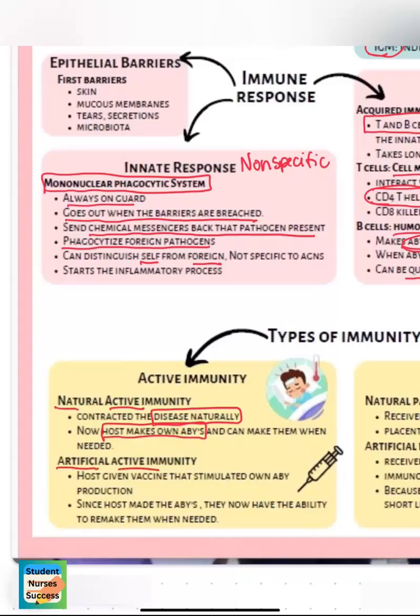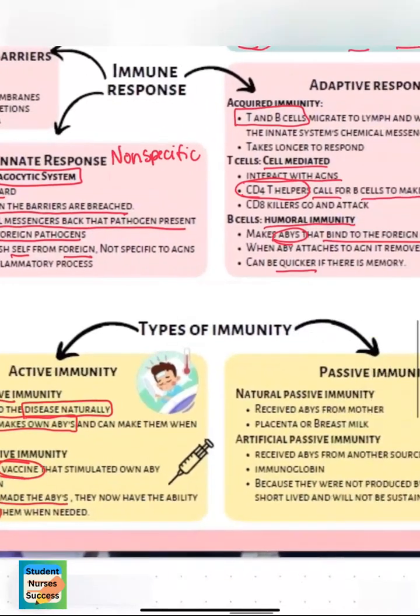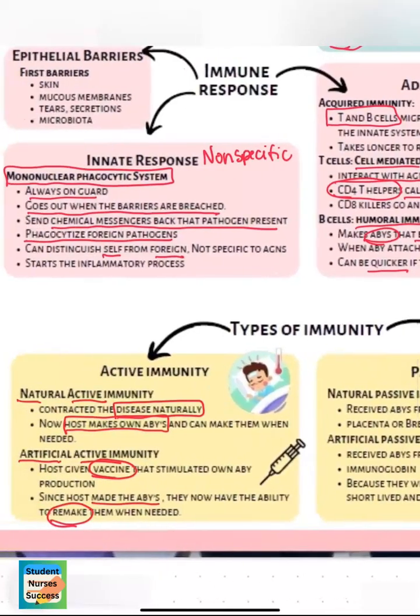Artificial active means that we gave a vaccine to the host. And remember, a vaccine stimulates an antibody response or antibody production. So it's maybe a piece of a dead pathogen, and the body then makes antibodies for it and stores those. Since the host has made the antibodies, they now have the ability to remake them when needed. In most cases, vaccines confer a decent length of immunity and antibodies. So active means that you made it, you get to keep it.